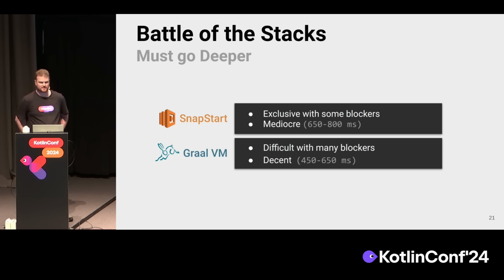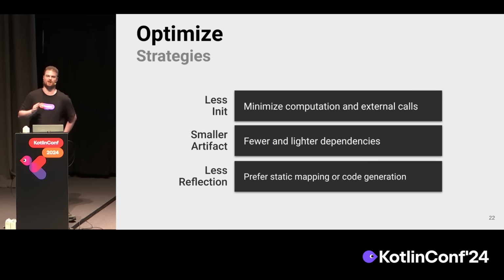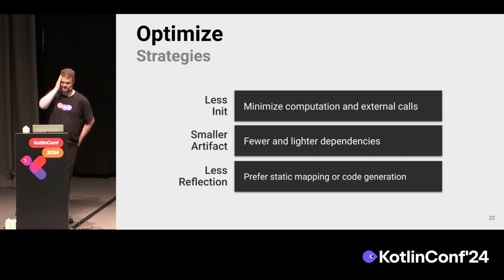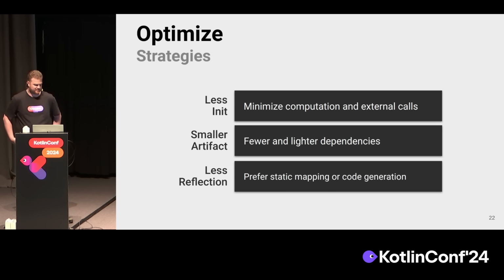Now, SnapStart kind of gives us mediocre performance, and has some issues. Graal is fairly decent. And yeah, none of you are still good with 450 milliseconds, so it's a good thing we have another option. But it's even more difficult to get working. So what's our third option here? It's actually optimizing our application. Shocker.